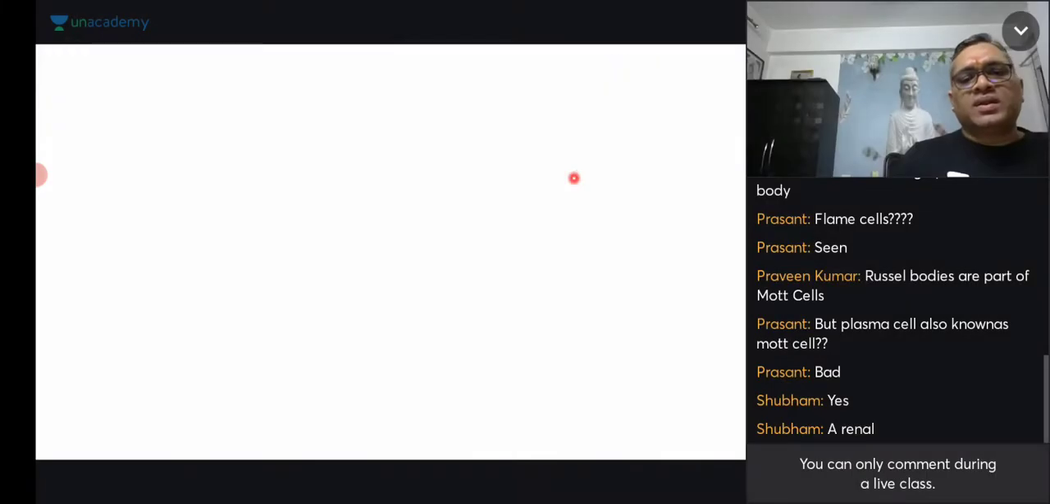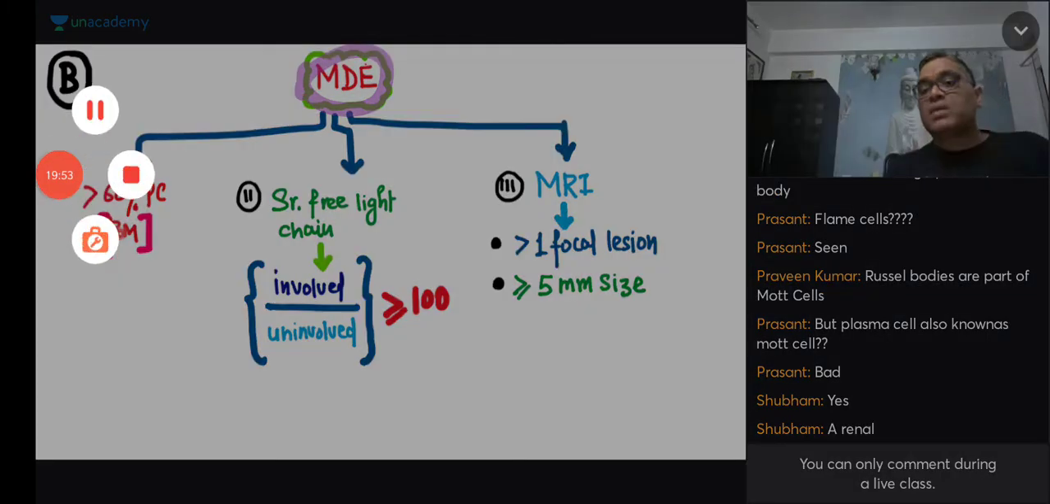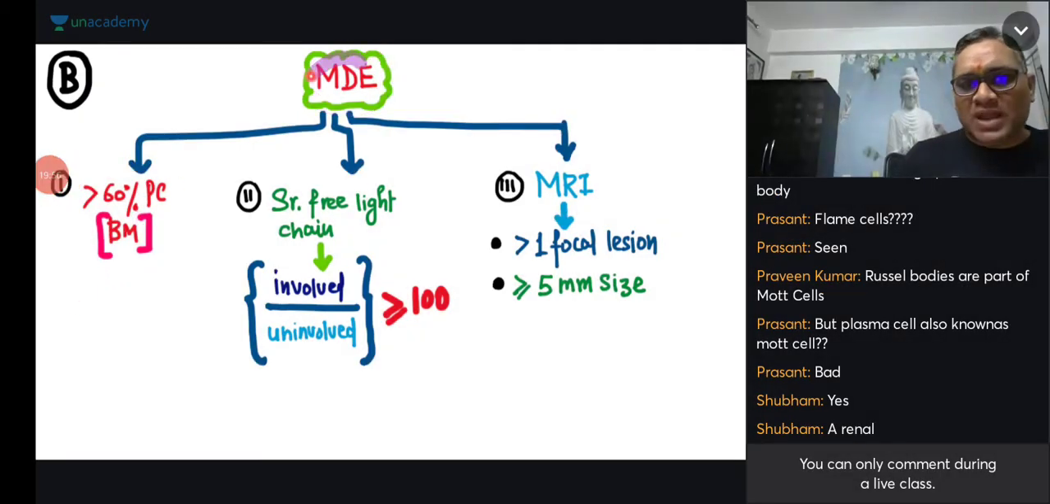For the bone lesion, right? Now, what are the myeloma defining events? That is important. There are three things. These are the WHO updates, not given in Robbins. So, myeloma defining events consist of three findings.